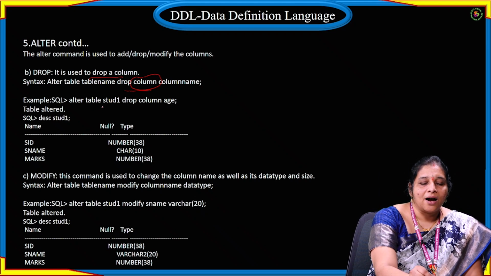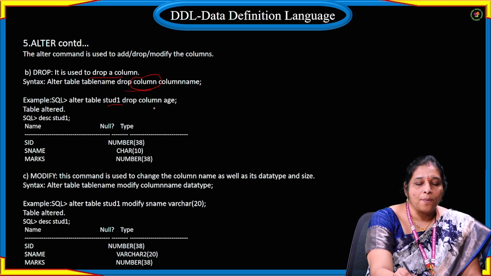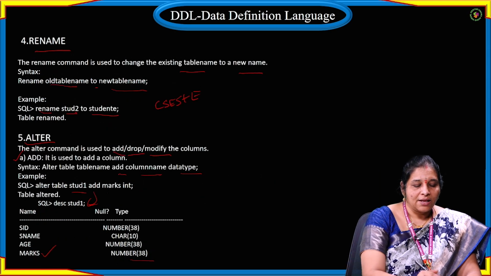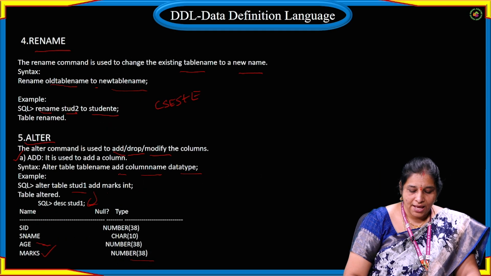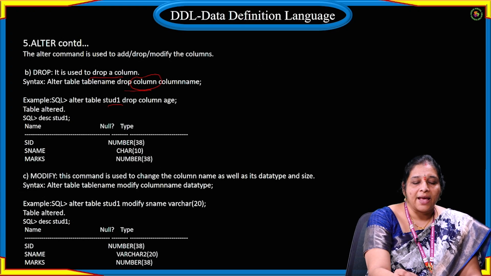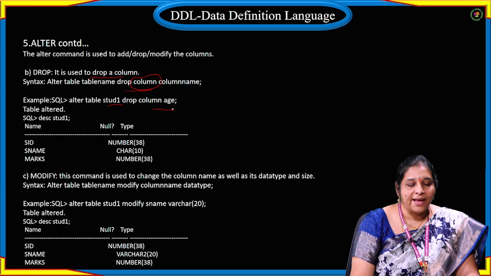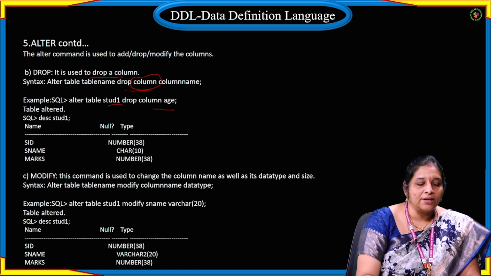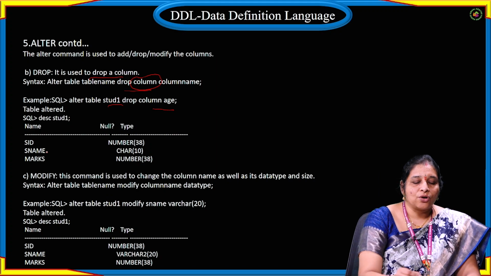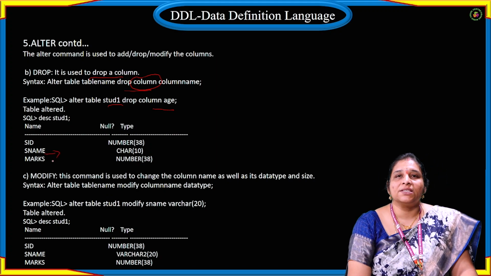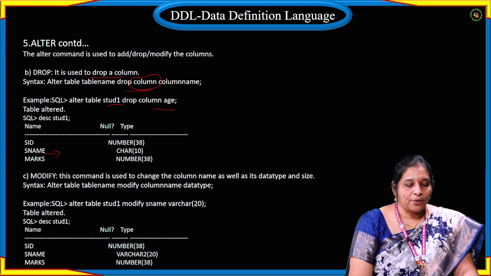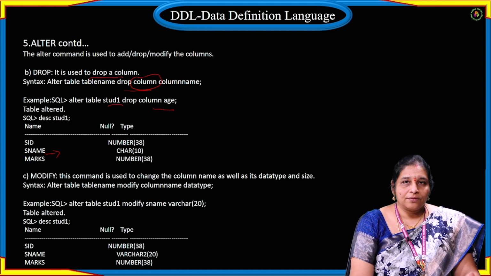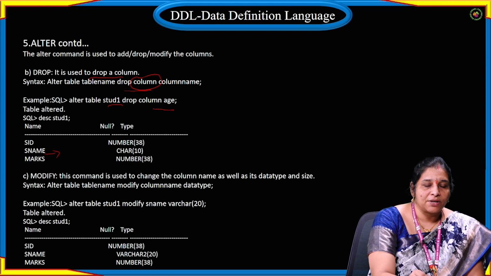So when I executed alter table, the table name is student1, drop, I don't want the age. In student1, previously we have seen the age column is existing. Now I don't want that age, so I am just removing column age. When I executed and checked the structure with describe student1, I saw that the age column, which was in between SName and marks, has now been dropped. Even you can also add before or after. That point you can also remember.